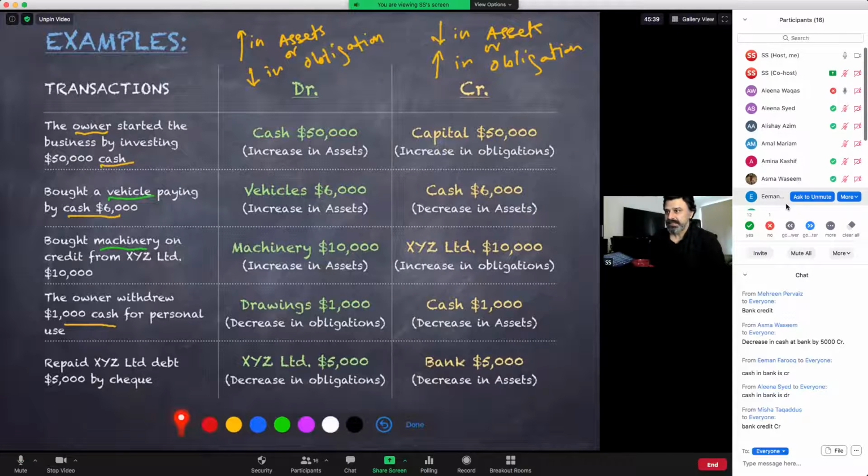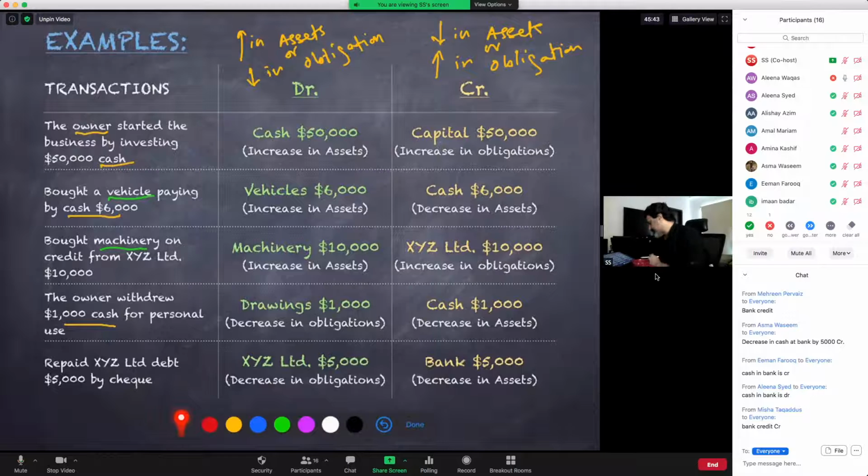Sir, I had a question regarding the last example. Okay. It says that we repaid through check. Now, if we don't look at the assets and obligation factor, if you look at the fact that repaying by check is an expense, wouldn't we say that our expenses are increasing and hence it should be debited when we're looking at the entire equation?